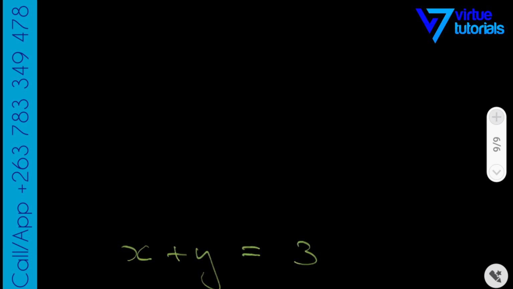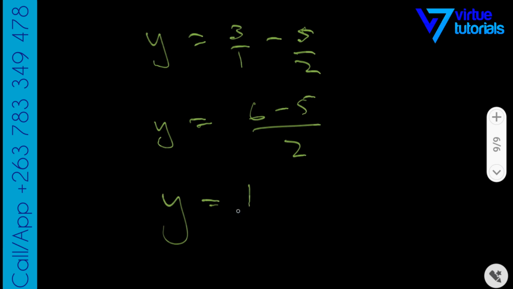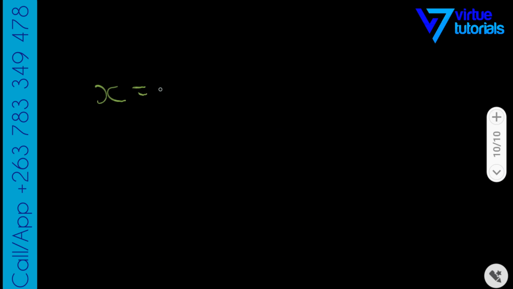I said y is equal to 3 over 1 minus 5 over 2. Common denominator is 2. 1 into 2, that's 2. 2 times 3, 6. 2 into 2, that's 1. 1 times 5, that's just 5. So y is equal to 6 minus 5, 1 over 2. So that's what we get there. Our final result is x is equal to 5 over 2 and y is equal to 1 over 2.